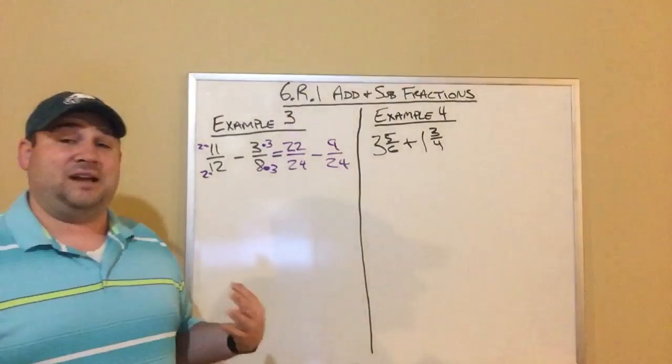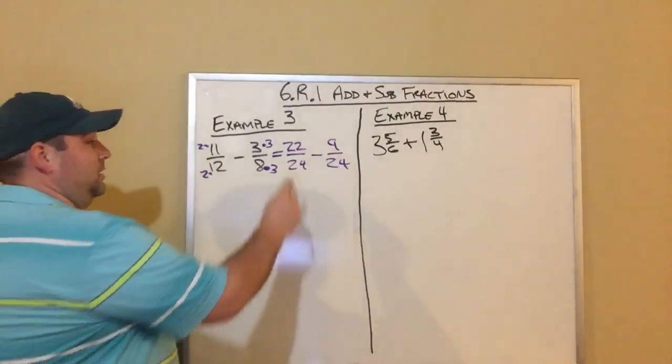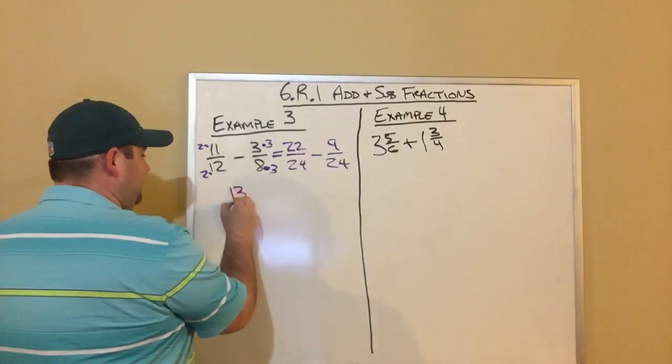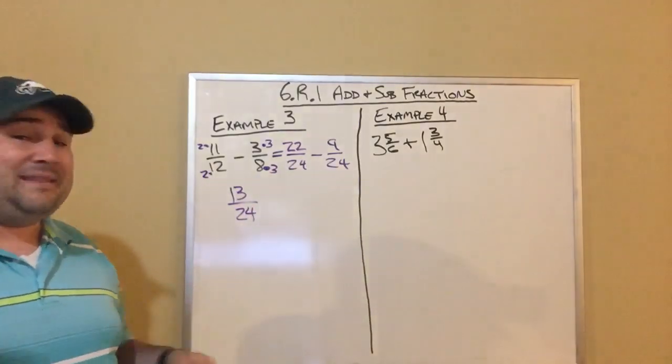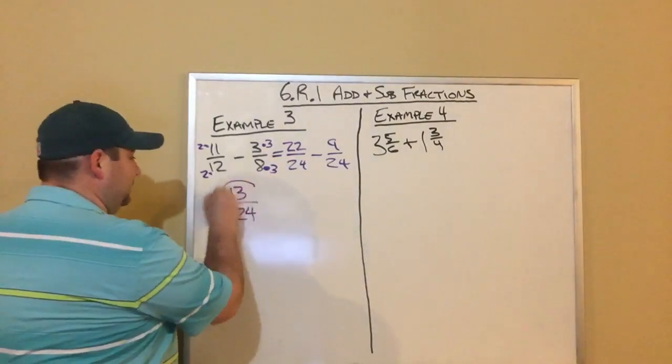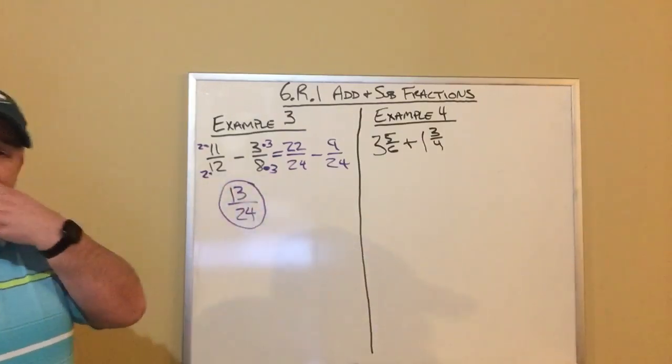And I can do this subtraction because I've got common denominators. 22 minus 9 is 13. My denominator stays the same as 24. I look at 13/24. That can't be simplified. So I am done. My answer is 13/24.